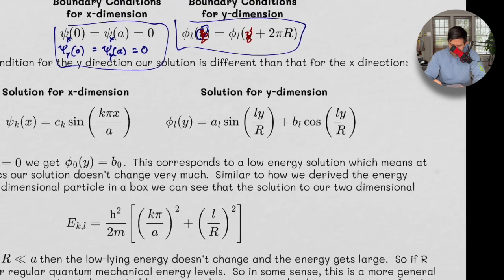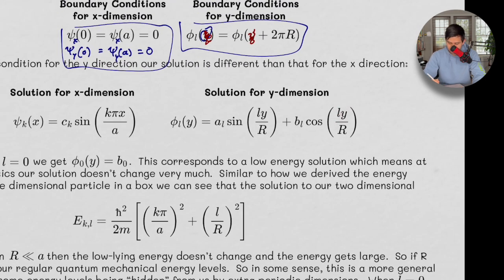We can also see that when this is 2 pi, if we have 2 pi in here, the structure of psi of L is going to be the same. If our argument in here is y, it's going to be the same as if the argument is y plus 2 pi r. All right.